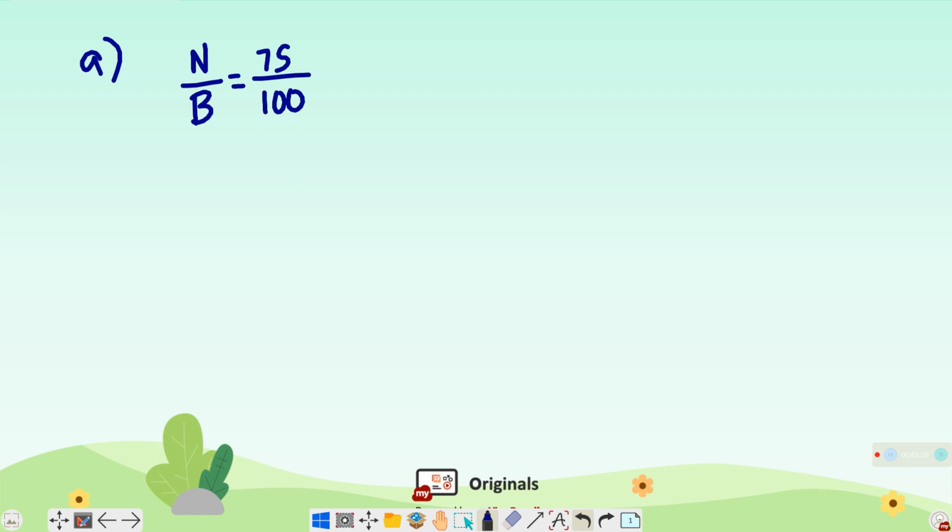If we were to cross multiply and divide, we could also rewrite this as N is the same as 75 times B divided by 100, which would give us 0.75 B.